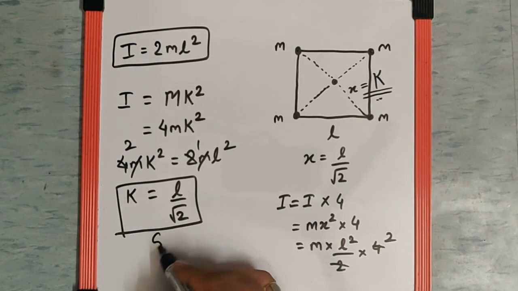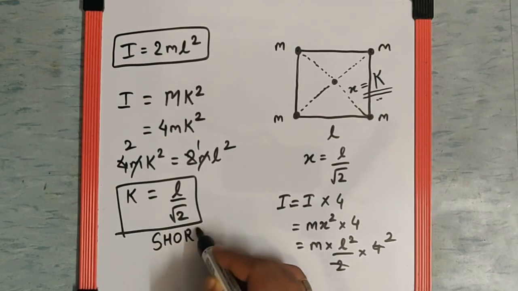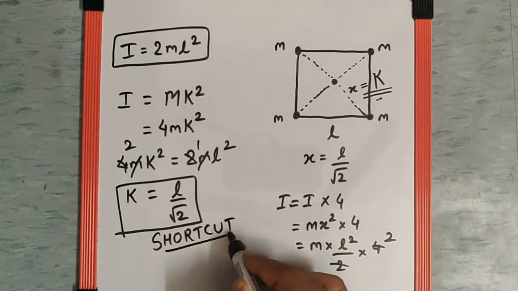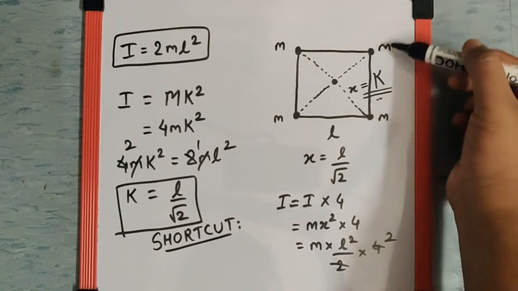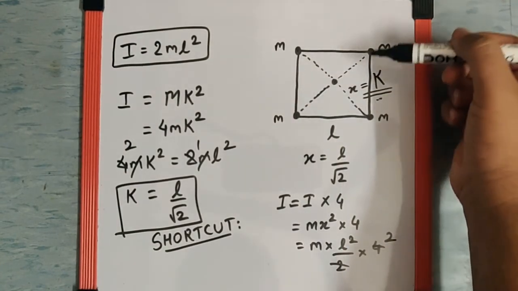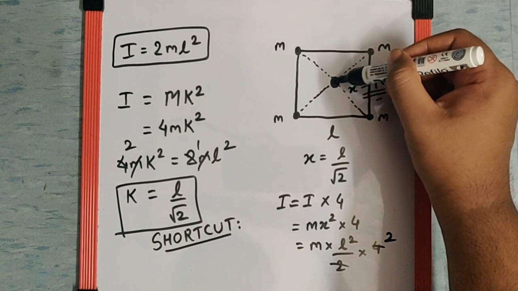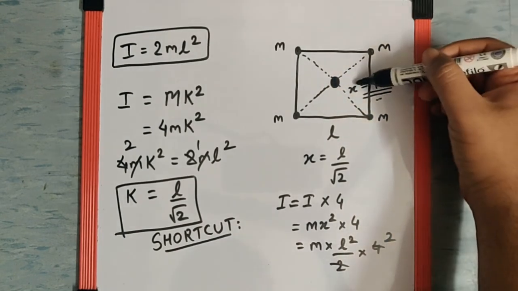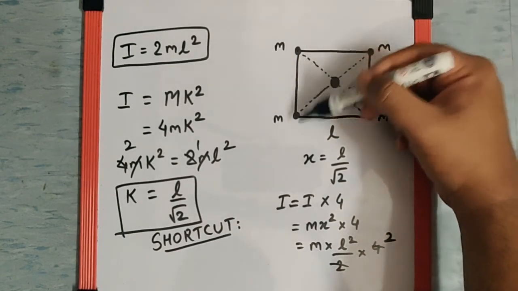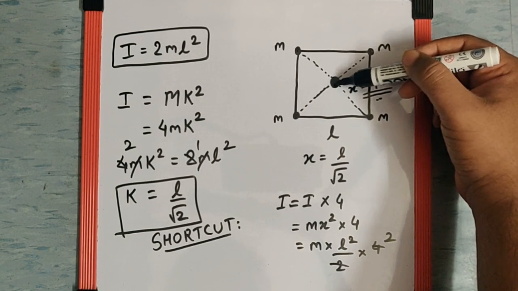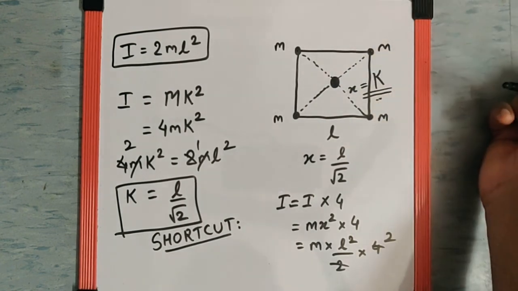I repeat, for the shortcut, if all the point masses are at equidistant from the axis of rotation, then the distance at which the point masses are placed from the axis of rotation itself becomes the radius of gyration.